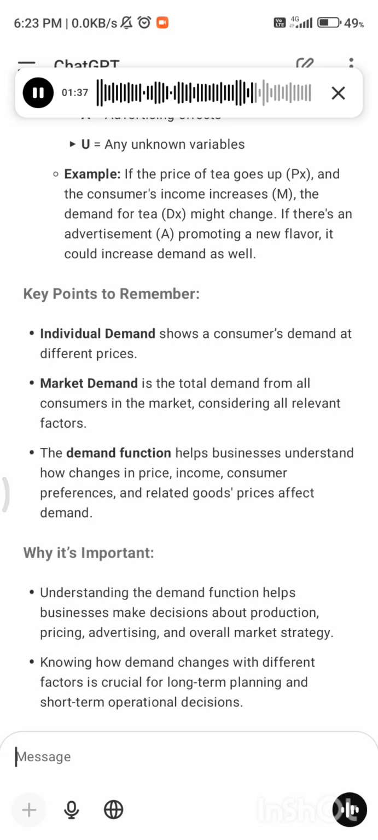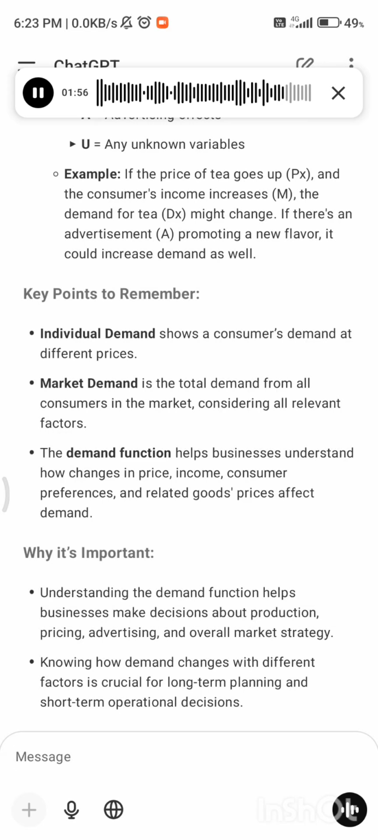Individual demand shows a consumer's demand at different prices. Market demand is the total demand from all consumers in the market, considering all relevant factors. The demand function helps businesses understand how changes in price, income, consumer preferences, and related goods prices affect demand.